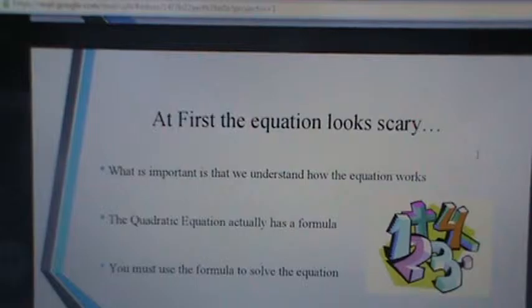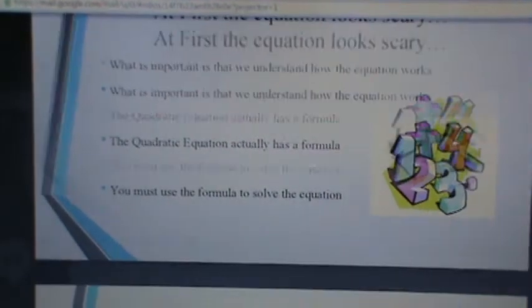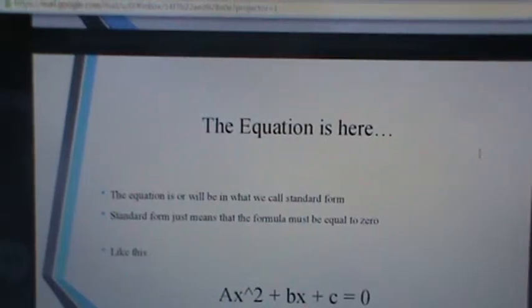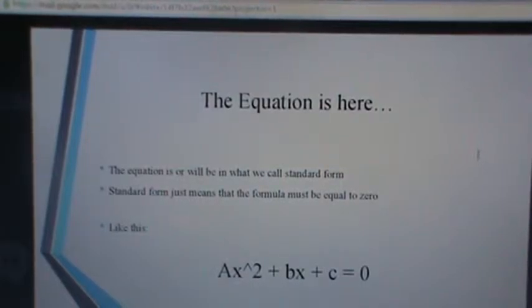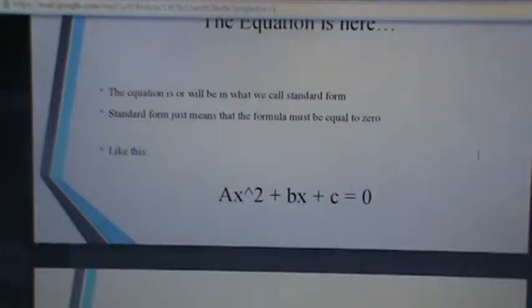At first, this equation looks scary. What is important is that we understand how the equation works. The quadratic equation actually has a formula. You must use the formula to solve the equation. The equation is or will be in what we call standard form. Standard form just means that the formula must be equal to 0, like this: ax squared plus bx plus c is equal to 0.